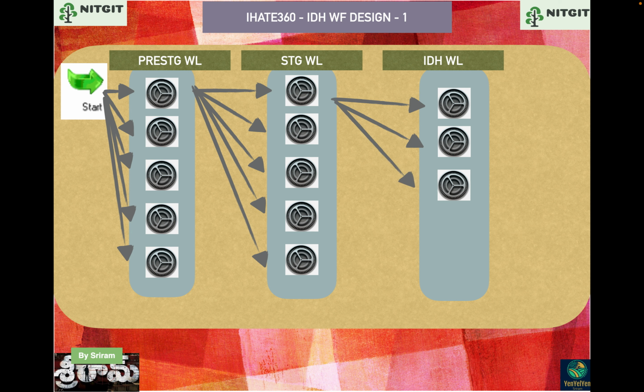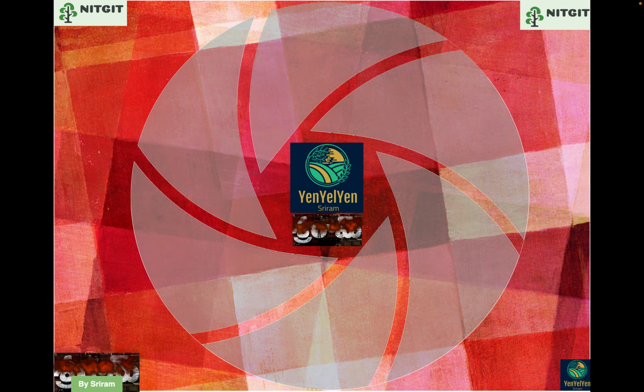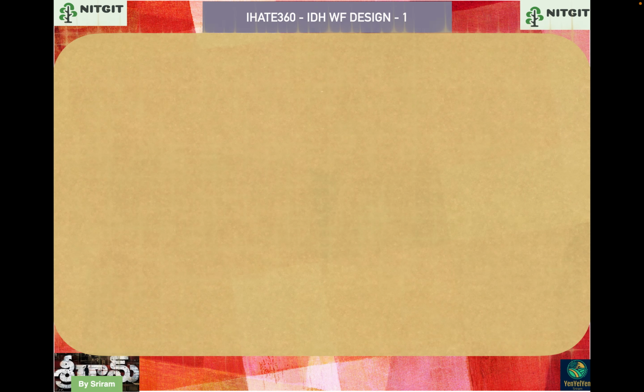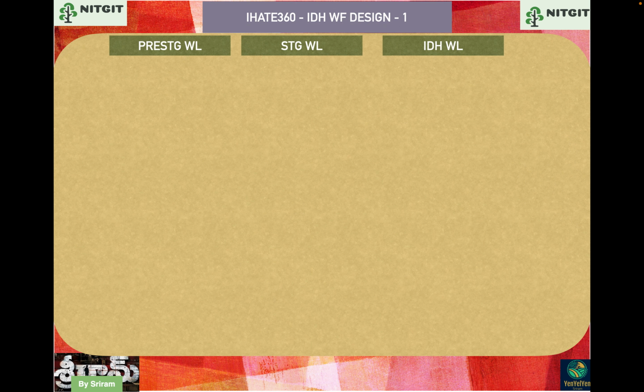So these are the 3 steps we see in the project, right? That's what is decided here. Once the pre-stage worklet is completed, we'll go with the stage worklet. After the stage worklet completes, the IDH worklet will go. That is the workflow we designed as part of this. We have multiple ways of creating a design. We will discuss in the second and third parts too. This is the integrated data hub workflow design.